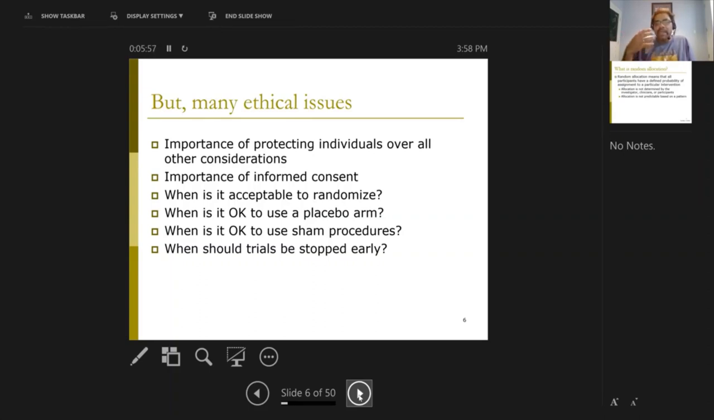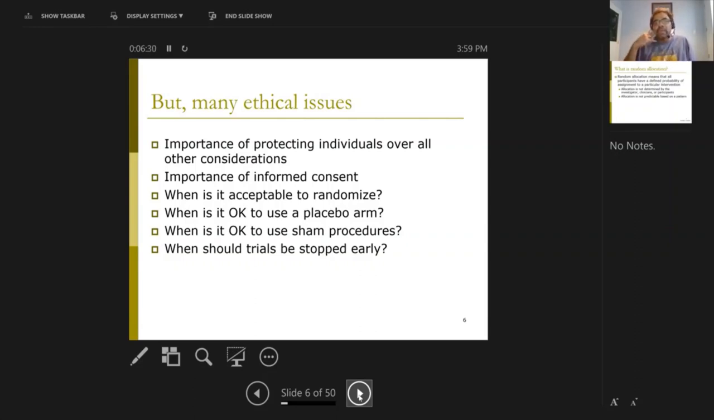So when there is genuine uncertainty, we say that there is equipoise. Equipoise means we are on the edge. We are not sure it's useful. We are not sure if it's harmful. We're not sure it's useless. And when there is equipoise, one can justify why we are randomizing people to one arm or the other. But when there is an effective therapy that's already known, there is no equipoise to randomize people in an arm that is not having an effective treatment.